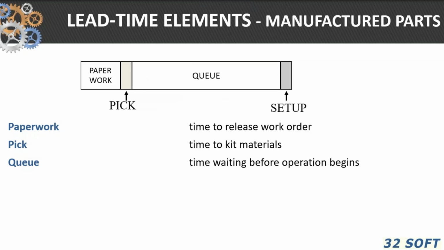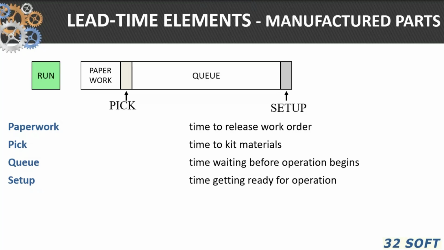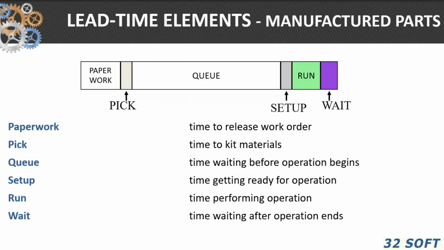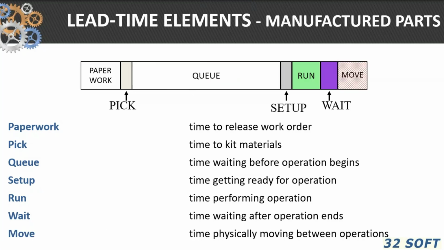Then there's the setup, preparing the particular operation for the processing through that operation at that work center. Then the run time, which is the time performing the operation. Normally, the run time is stated by the router time times the work order quantity, and that will give you the total time to perform the operation. And then the work order will sit at the work center waiting to be moved to the next operation or work center for the move time.